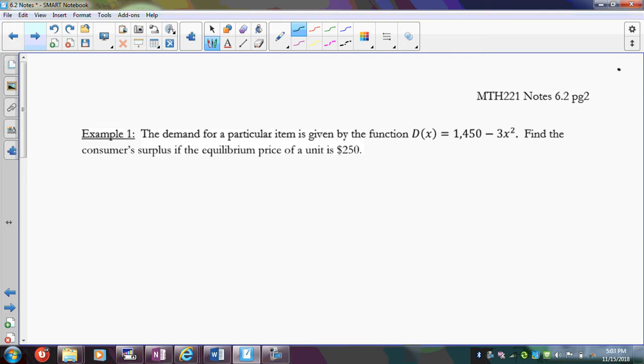If we read this example, it talks about the demand for a particular item being given by this function d of x. And we want to find the consumer surplus if the equilibrium price of a unit is $250. So first of all, I read that, and that represents p sub e, the equilibrium price. So p sub e is equal to 250.